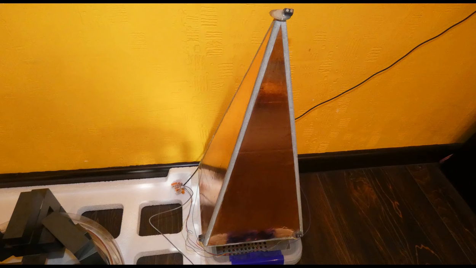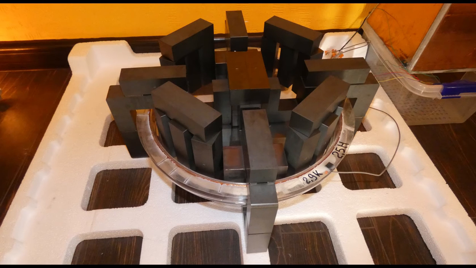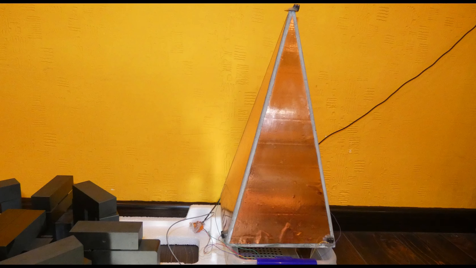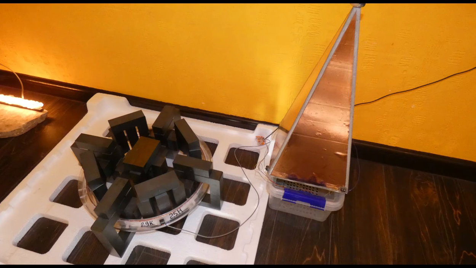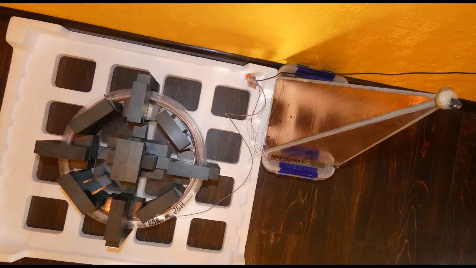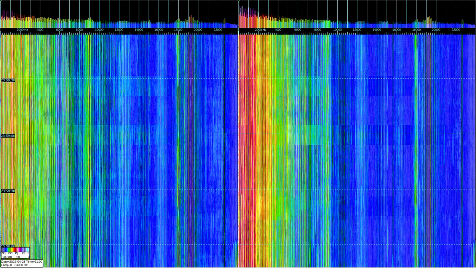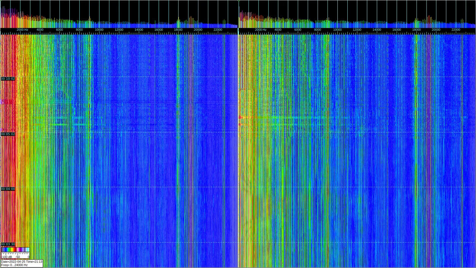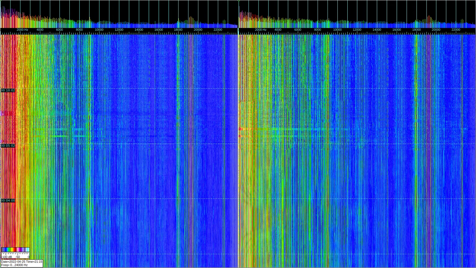Hello dear viewers. These experimental sensors show the electromagnetic background locally and capture specialized global signals. The signals from them are transmitted to a PC, where they are recorded in the Spectrum Lab program as two spectra up to 24 kHz. The left spectrum shows the signal from the coil, and the right one from the pyramid.